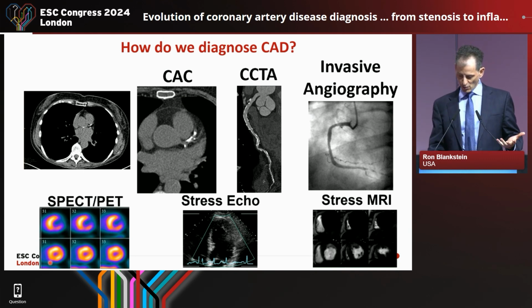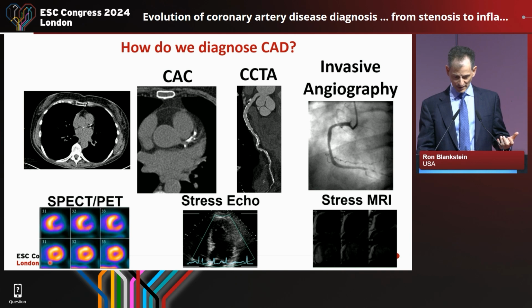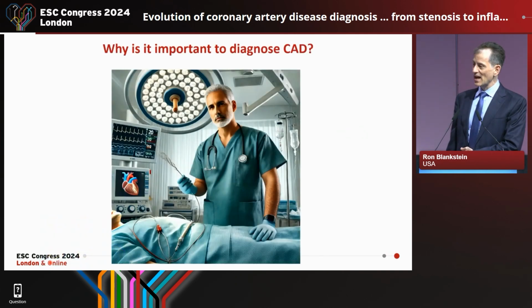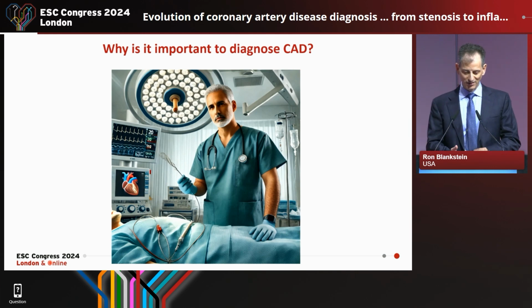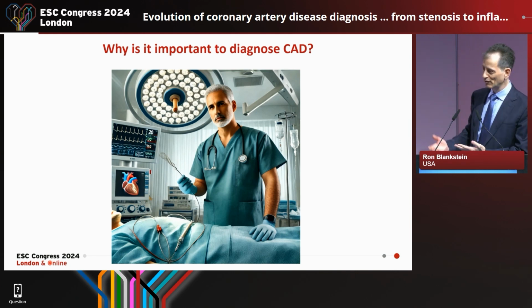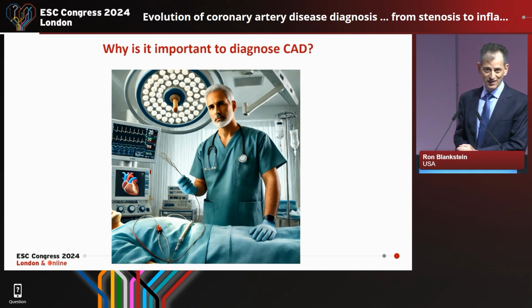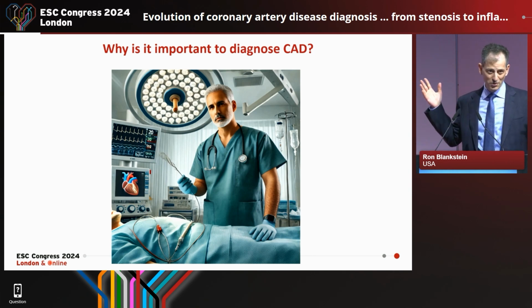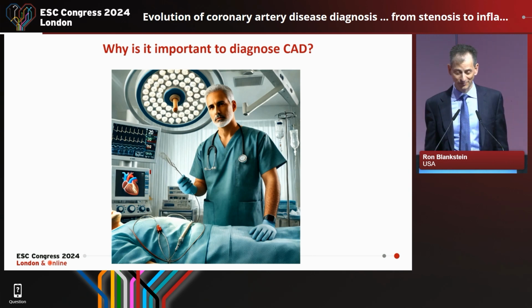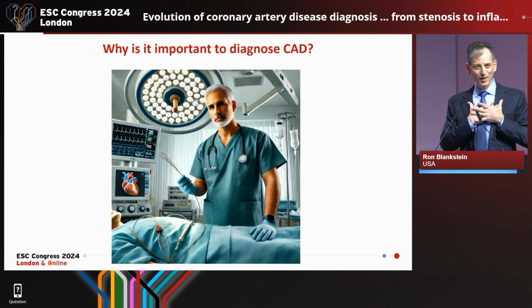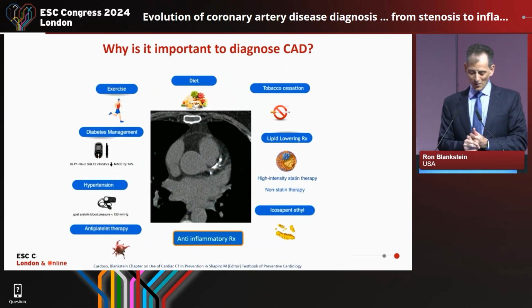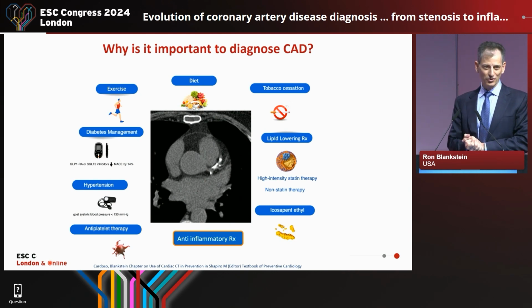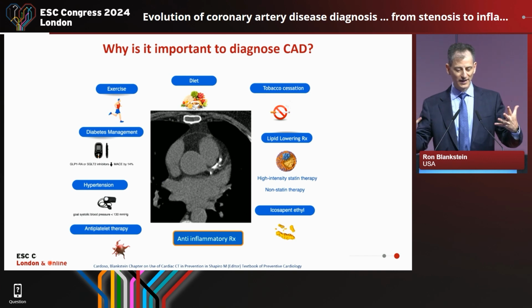But of course, a big question that we have to ask ourselves is, why is it important to diagnose coronary disease? And of course, if I ask my interventional cardiology colleagues, and this is a depiction of what they look like according to ChatGPT, the answer is they just want to know who needs a stent and who doesn't need a stent. Now, if you ask preventive cardiologists, and I think most clinical cardiologists, we would say, well, the reason it's important to diagnose coronary disease is because there's a lot of interventions we can do to prevent coronary-related events.